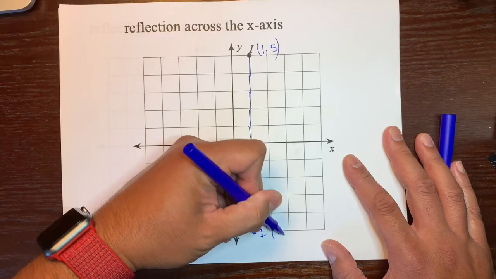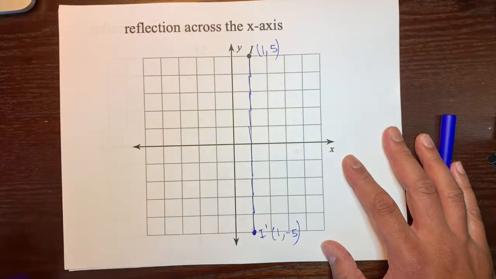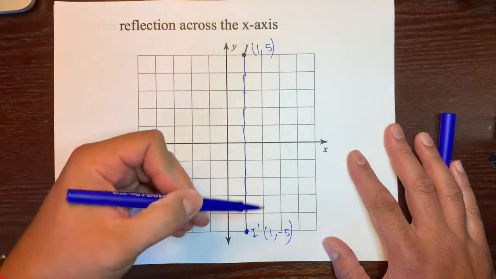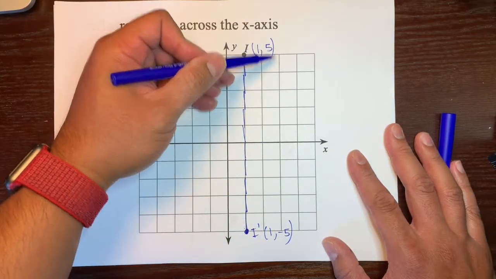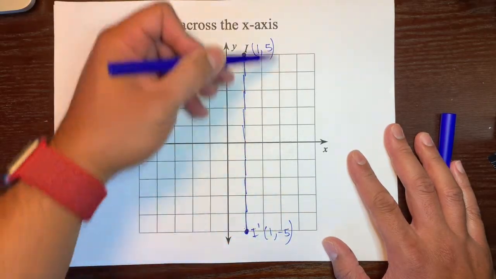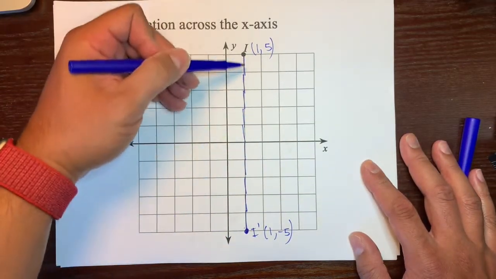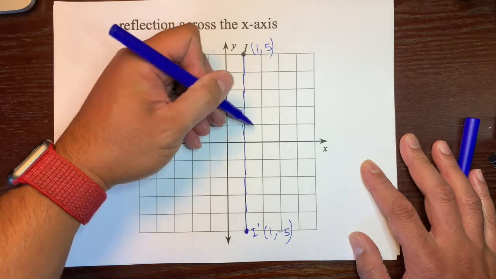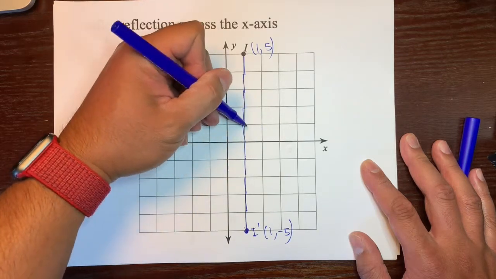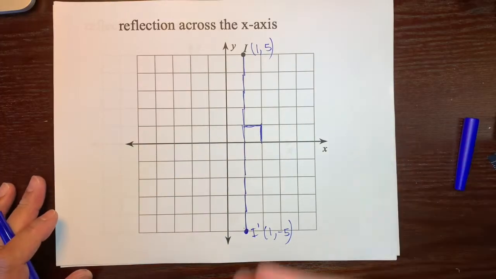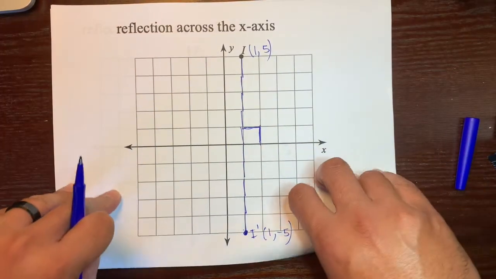So 1, -5. If you notice, when we reflect across the x-axis, the x's don't change, but the y's become negatives of each other. Another thing to notice is how we counted, and here's the x-axis. These two lines make perpendicular lines. These make 90-degree angles. Something to think about later on.